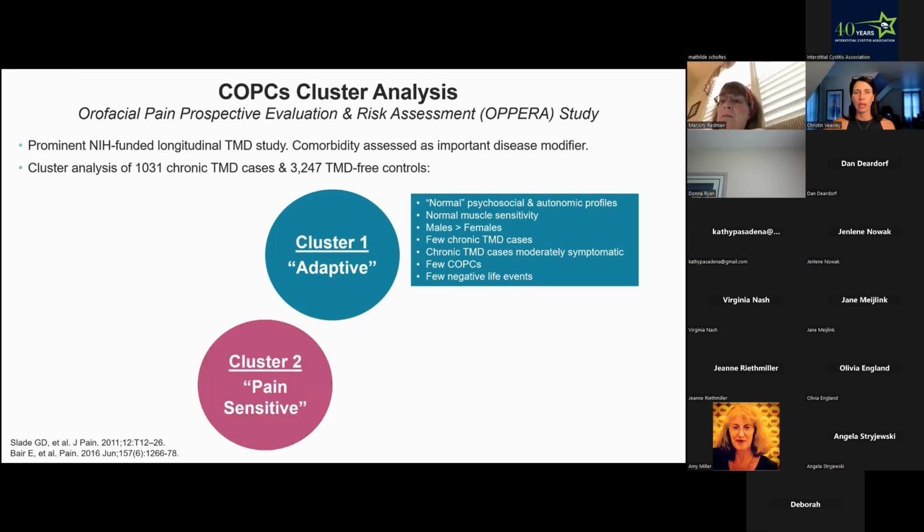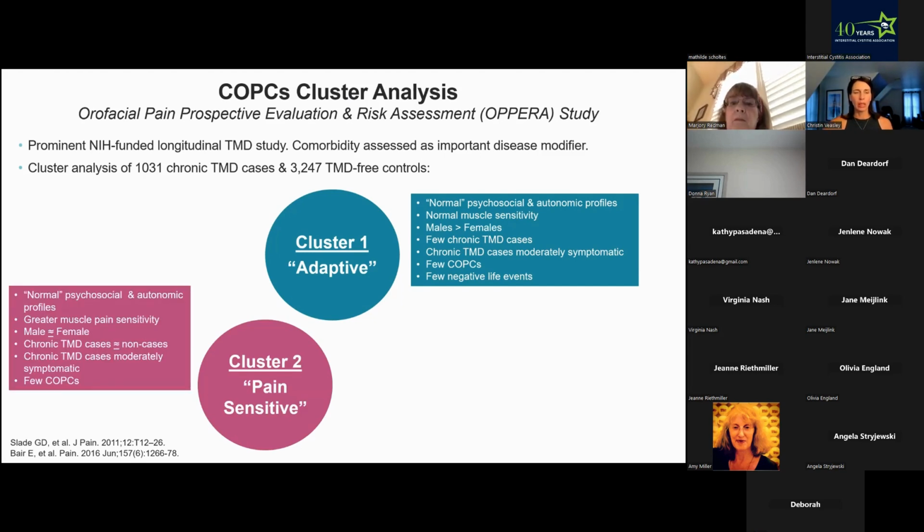events. In the second cluster, they termed pain sensitive. Again, these folks had relatively normal psychosocial and autonomic profiles, but they had greater muscle pain sensitivity. There was about an equal number of male to female people that clustered into this group. There were an equal number of chronic TMD cases to non-cases. The chronic TMD cases were moderately symptomatic, and they had a few chronic overlapping pain conditions.